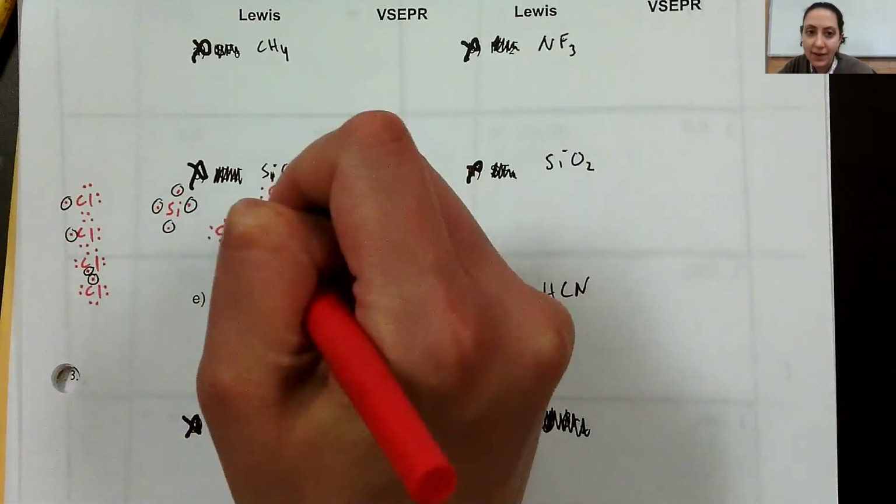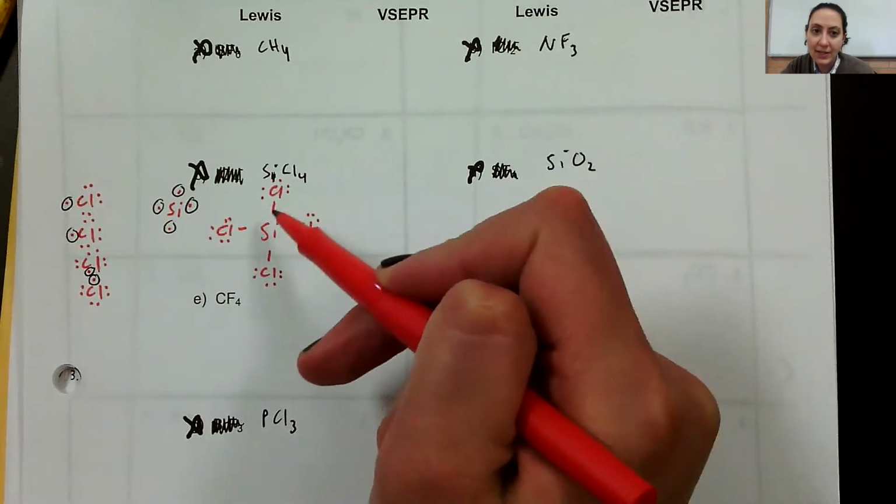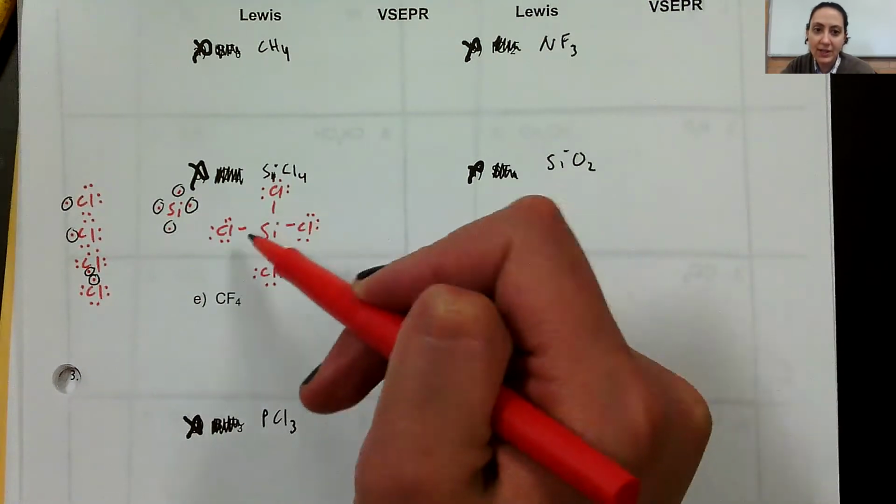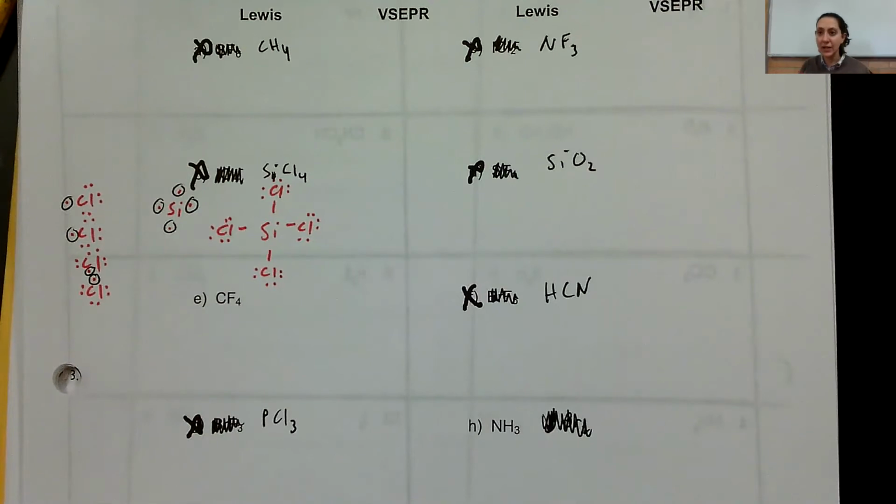And so each of these atoms will all follow the octet rule. The chlorines all have 8, 2, 4, 6, 8. The silicon has 2, 4, 6, 8. Everyone's happy. Okay, cool. All right, let's try HCN.